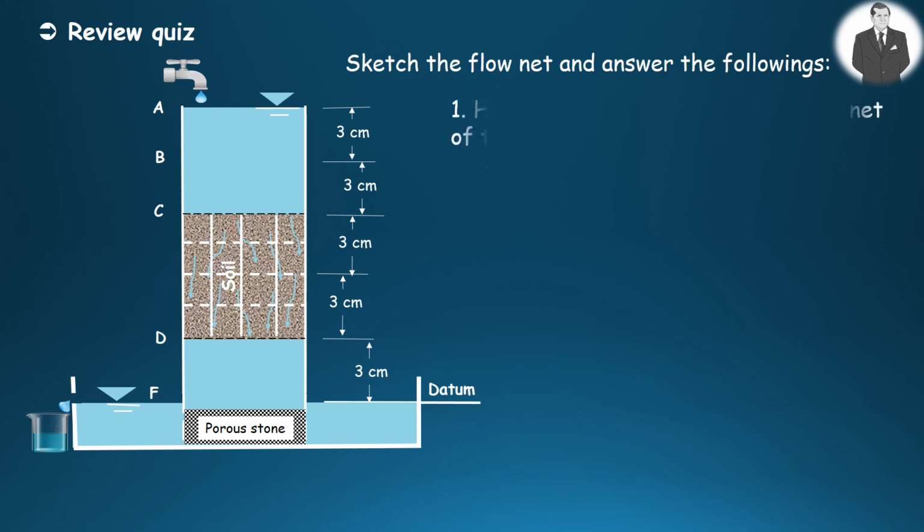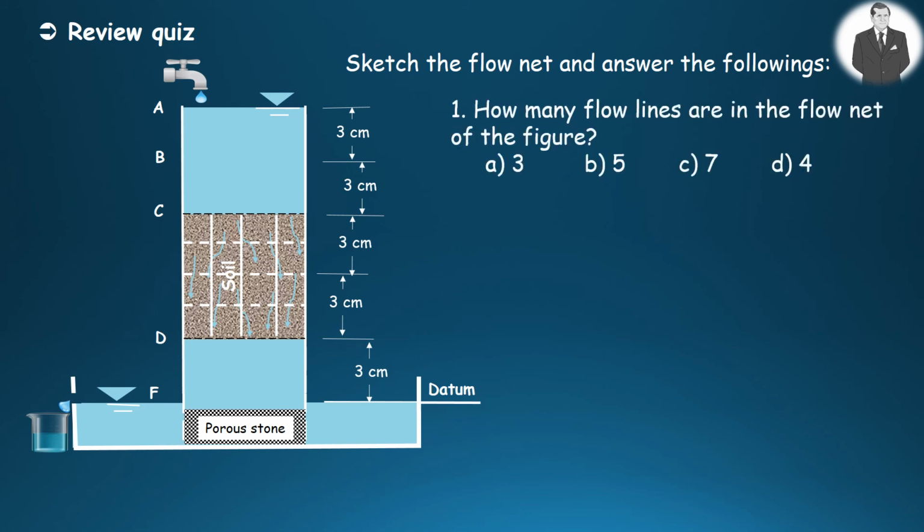Now, question 1. How many flow lines are in the flow net of the figure? How many? 4. Very good. Now, let's count together. 0, 1, 2, 3, 4. We know that impermeable surfaces or boundaries are considered to be flow lines.